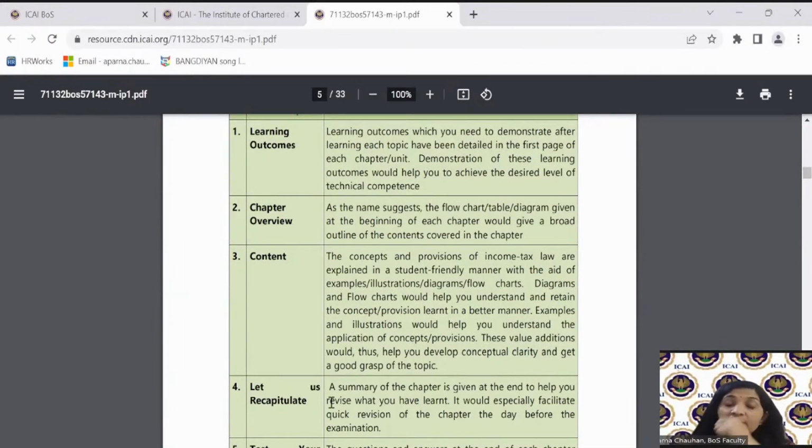So in this way, you have to prepare for your exams. Let us recapitulate is given. Revisionary notes, I can say this, let us recapitulate. It summarizes the whole of the chapter at the end of your chapter, right? It gives you a broad overview, a summary of all the chapters. This will help you in quick revision of the chapter the day before the exams.